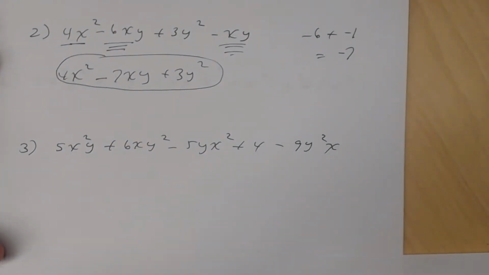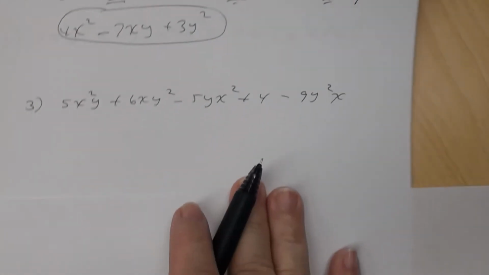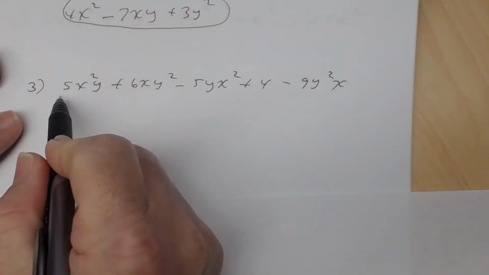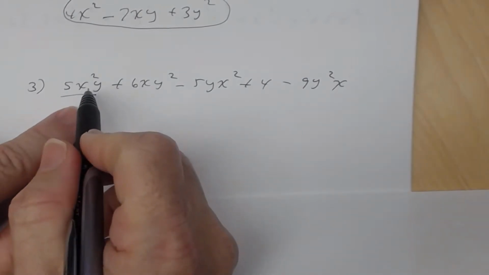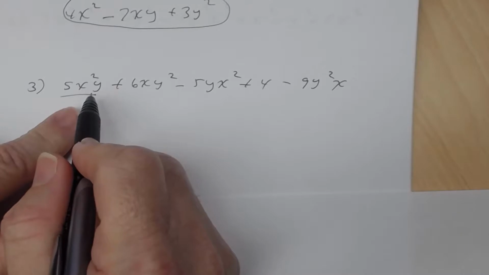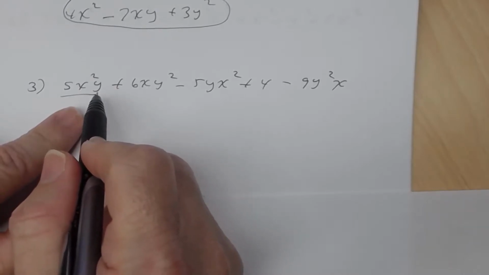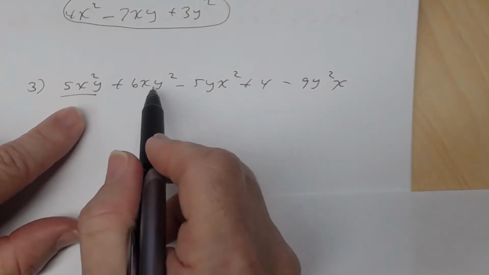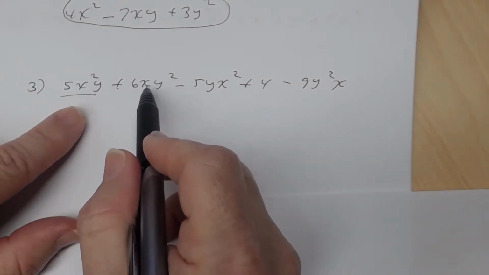Number 3. So notice number 3, again, you have x's and y's. So you have multiple variables. Again, start with the first one. x squared y. Is there any other term that I can combine it with? So in other words, do you see another term that has x squared y to the first only? So this is not like terms because that's x to the first.